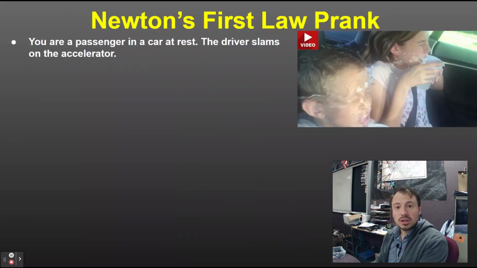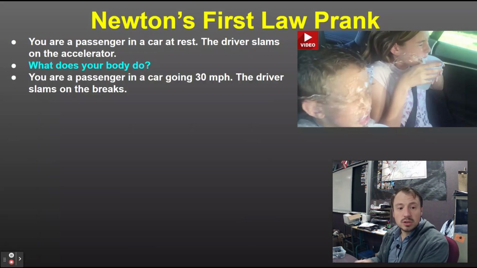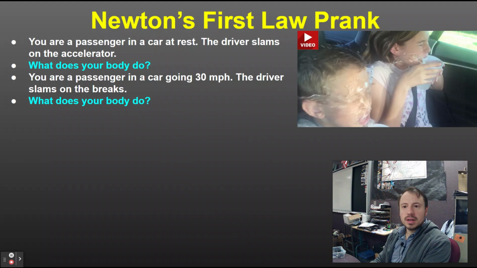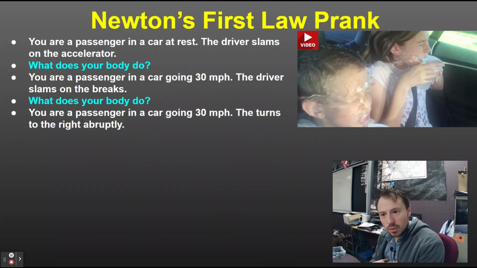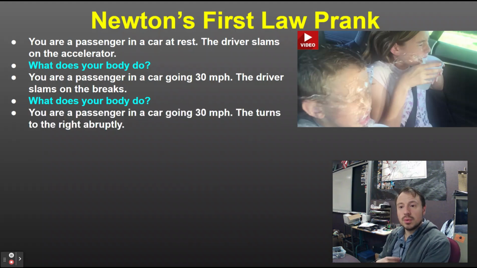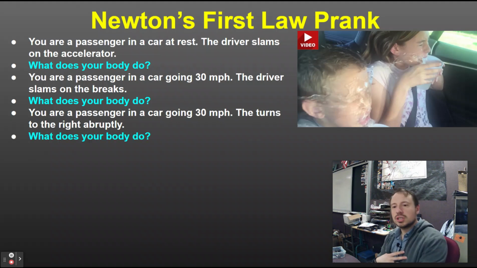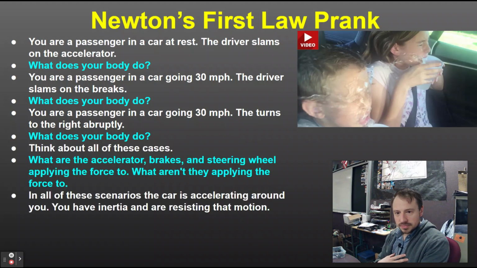So if you're a passenger in a car at rest and the driver slams on the gas pedal, it feels like you're being pushed back. Nothing's pushing you back in the seat, though, right? If you're a passenger in a car going 30 miles per hour and the driver slams on the brake, it feels like you're going forward, right? But nothing's pushing you forward. You're a passenger in a car going 30 miles per hour, then they turn to the right abruptly. Well, it feels like you're being pushed to the left, but you're not, right?